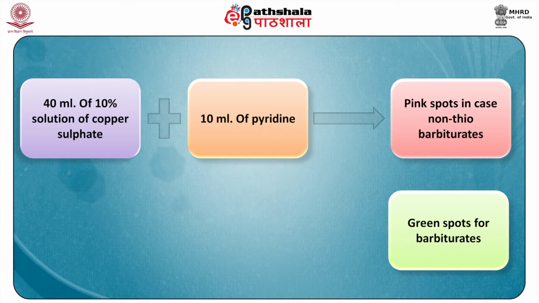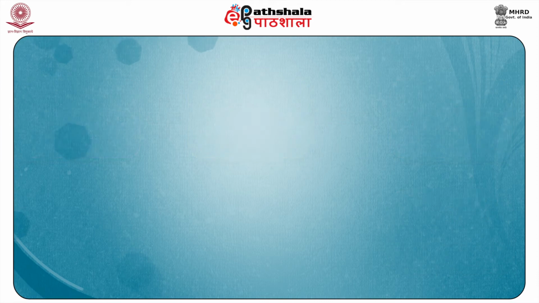And when this Zwicker reagent is used as a spraying reagent on the TLC that you have developed, pink spots will be observed in case of non-thiobarbiturates, and green spots will be there in case of barbiturates. So, you can even differentiate between the non-thiobarbiturates and barbiturates using this particular spraying reagent.